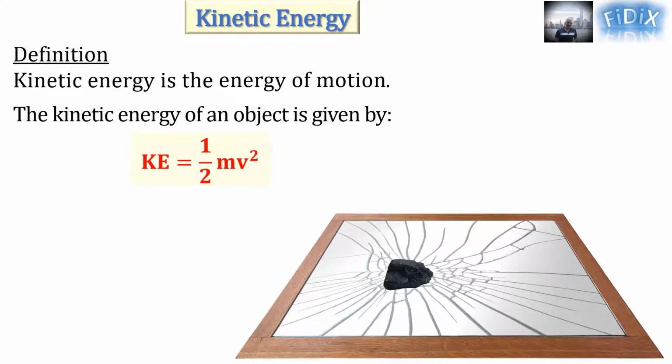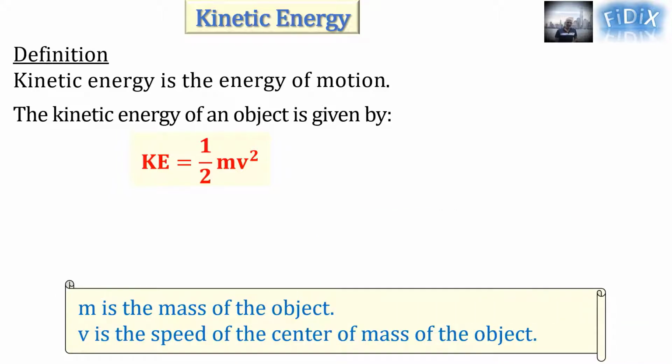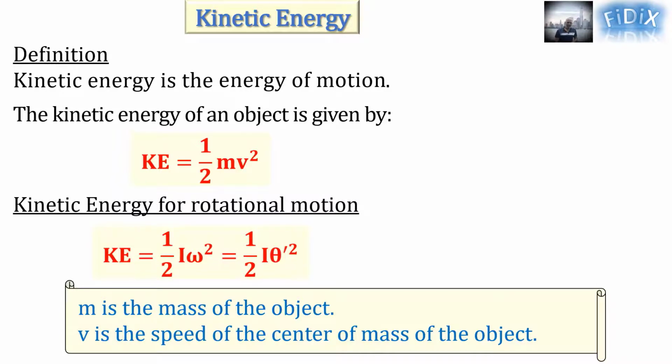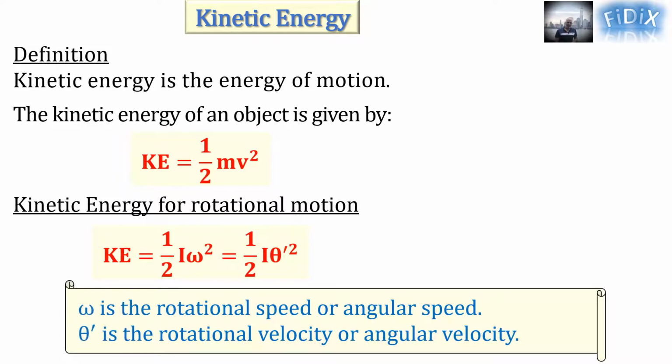The kinetic energy Ke of an object depends on the mass of the object as well as its speed. It is equal to half mv squared, where m is the mass of the object and v is the speed of its center of mass. The kinetic energy for rotational motion is given by the formula Ke equals half I omega squared or half I theta prime squared, where omega is the rotational or angular speed and theta prime is the rotational or angular velocity.